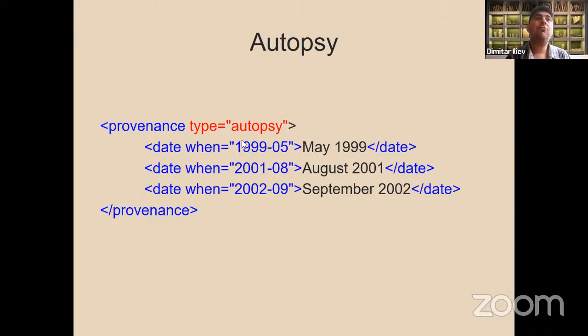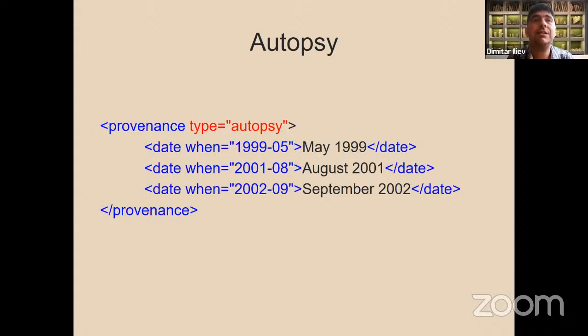You might want to have this provenance type autopsy to indicate the different occasions. You see here with date and attribute type when, probably with year and month, and you can also put as a last two digits the exact date if you know it.